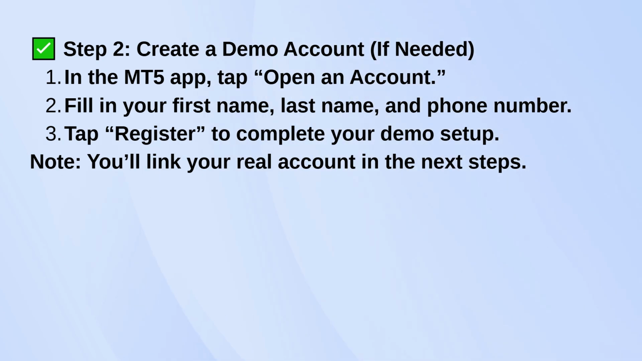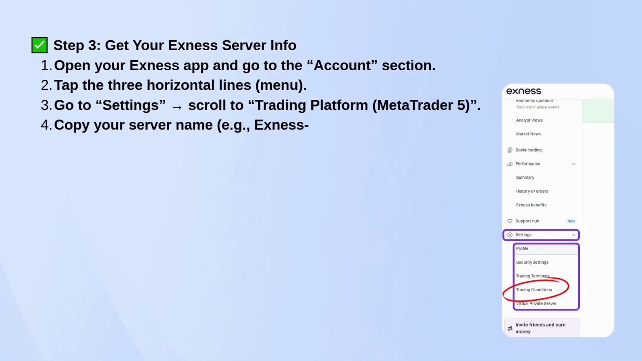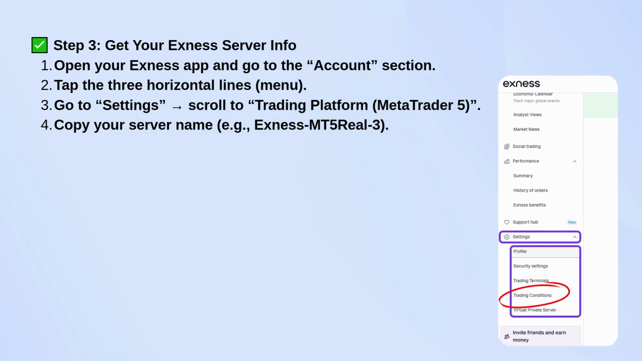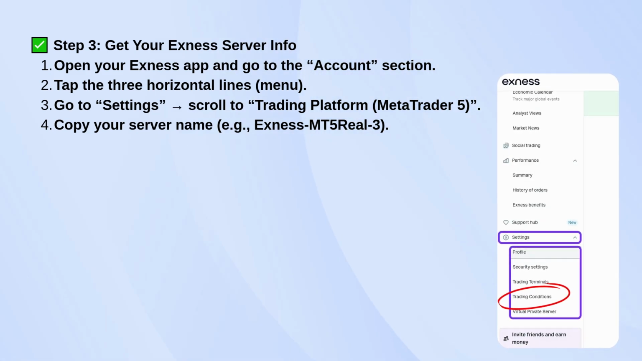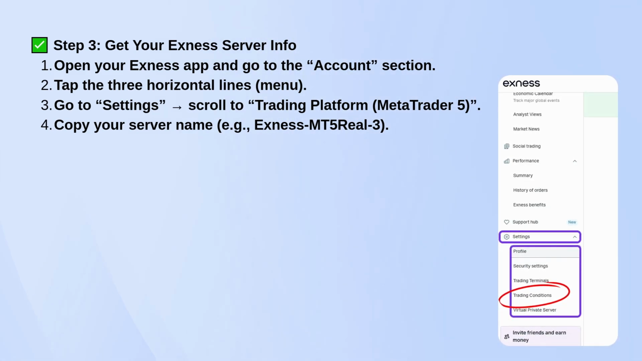Now open your Exness app. Go to your account section, tap the menu icon, 3 lines, and find your way to Settings. Under that, scroll down until you see Trading Platform, MetaTrader 5. That's where you'll find your server info. Copy the server name exactly.